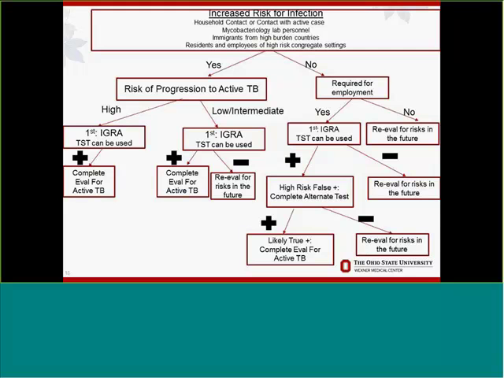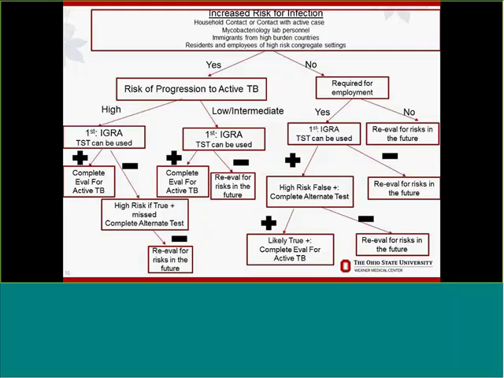So if they're already at increased risk for infection and increased risk for progression to active disease, you do not want to miss a potential infection. So the recommendation is to actually complete the alternate test in this population. So if you did the QuantiFERON first, and it's negative, you would then go on and do the skin test, because you would say, I really am concerned that if you actually have this, you may develop active tuberculosis, and I do not want to miss this.